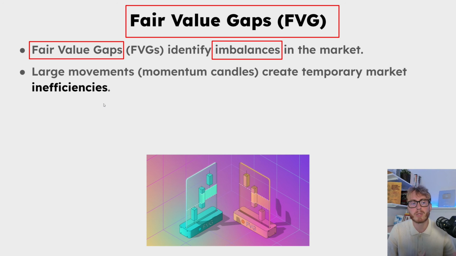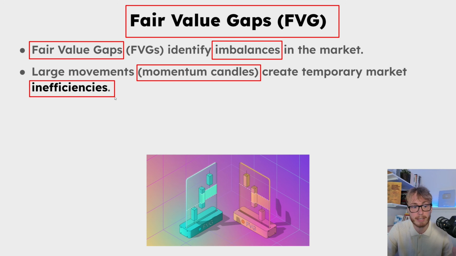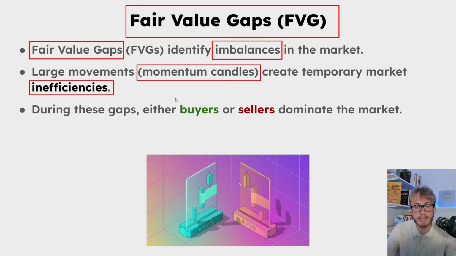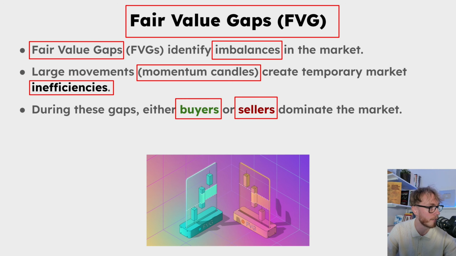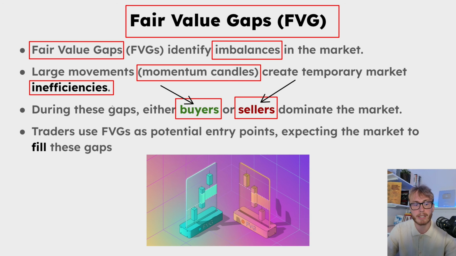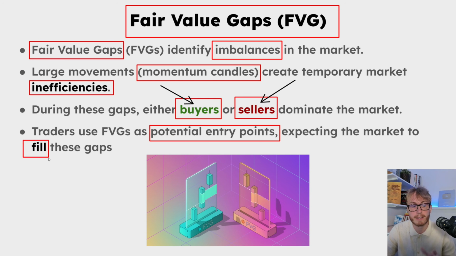And fair value gaps work because large movements, or in other words, momentum candles, create temporary market inefficiencies. And during these gaps, either buyers or sellers dominate the market. So we have a bullish fair value gap, and we also have a bearish fair value gap. We will take a look at how to identify both of these types, and how traders use fair value gaps. Well, we use them as potential entry points, expecting the market to fill these gaps.